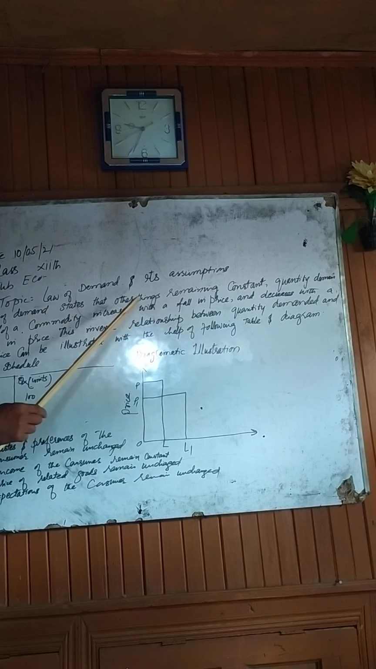Assumptions, as we have already mentioned, are the other things. Number one, tastes and preferences of the consumer remain unchanged. Income of the consumer remains unchanged. Price of the related goods remains unchanged. Expectations of the consumer. What does expectation mean?